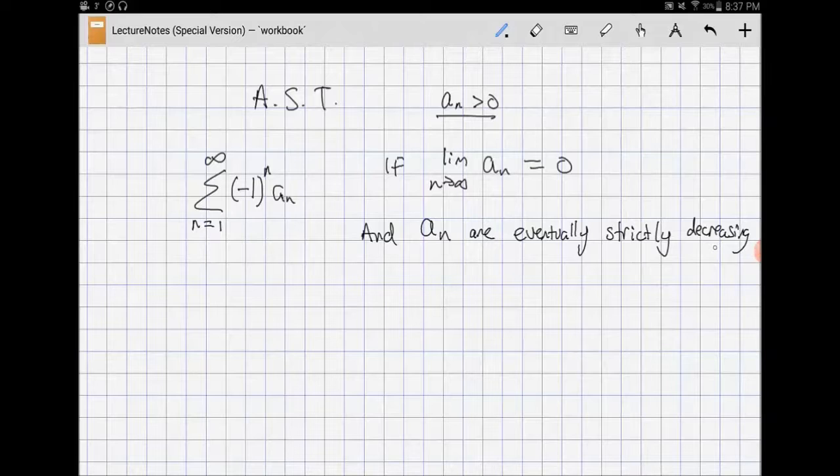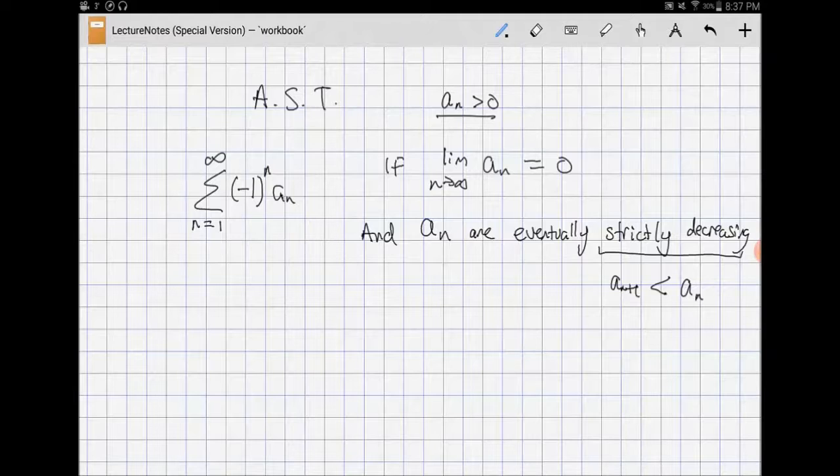So what do I mean by eventually strictly decreasing? Eventually means that the first few terms don't necessarily have to be decreasing, but at some point, past some threshold, your sequence needs to be strictly decreasing. And strictly decreasing means that every a_n is always less than the previous term. And that's basically what eventually strictly decreasing means.